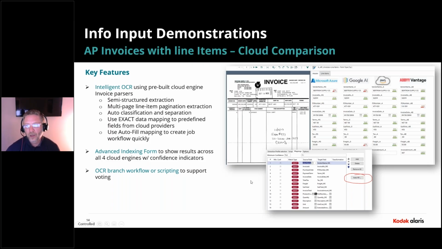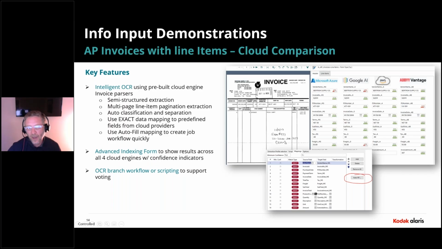Now, in this particular case, to set this up is super easy. Each one of our extraction profiles comes with pre-built connectors. Invoices is one that all of the cloud AI engines have. So I literally just select Invoice from the dropdown in the setup, and I select autofill, and it pulls all the fields that Azure, AWS, Google knows as part of their pre-built invoice parser, and it maps it to my document class index fields. And that's what you see in this little screenshot below.